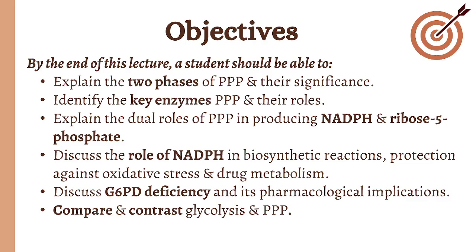enzymes of the pathway, and to explain the role of the pathway in production of NADPH and ribose 5-phosphate, and to discuss the role of NADPH in biosynthetic reactions, protection against oxidative stress, and drug metabolism, and to discuss glucose 6-phosphate dehydrogenase deficiency as it is related to the pathway, and to compare and contrast glycolysis and the pentose phosphate pathway.